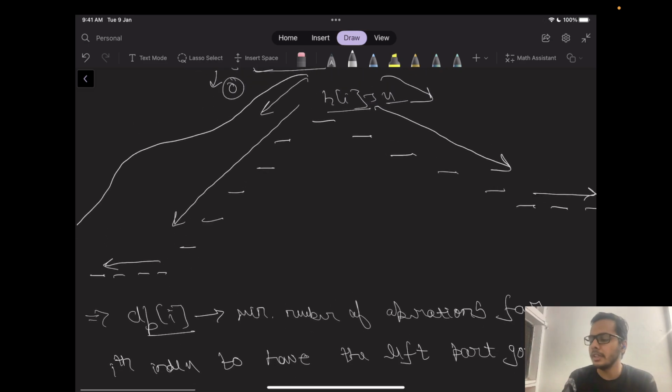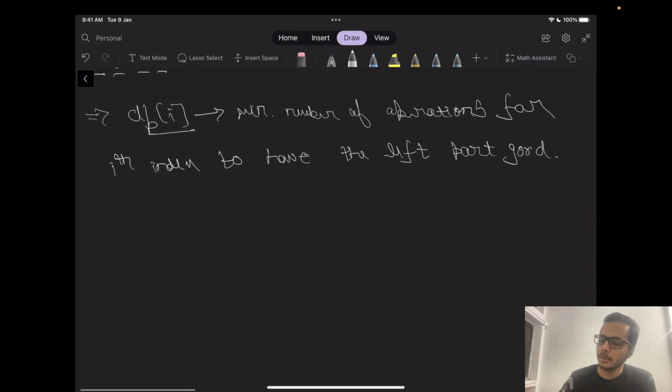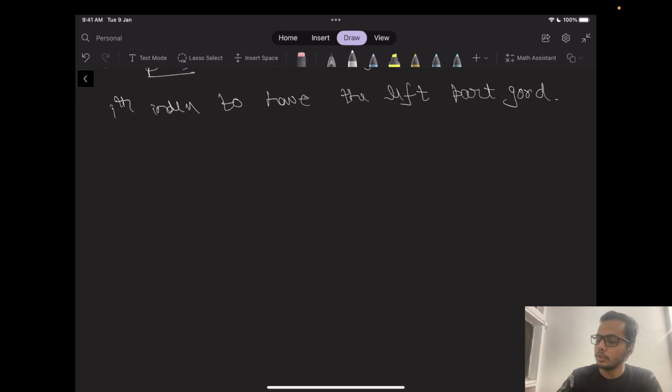So we have a DP where DP of i denotes the minimum number of operations that we need to do so that to the left of i, every number is either decreasing or is zero. This is what my DP denotes. Let's see how we can compute these DP values. We are on the ith index and we want DP of i. Let's see what happens.